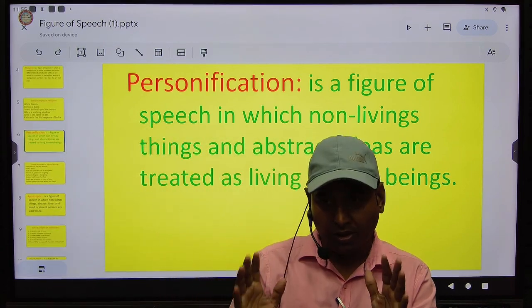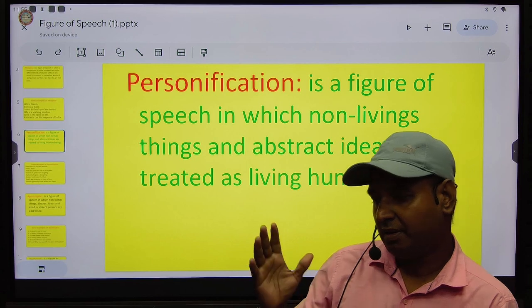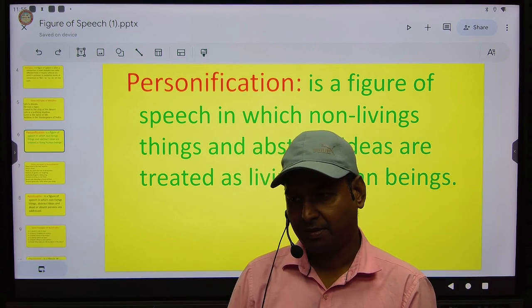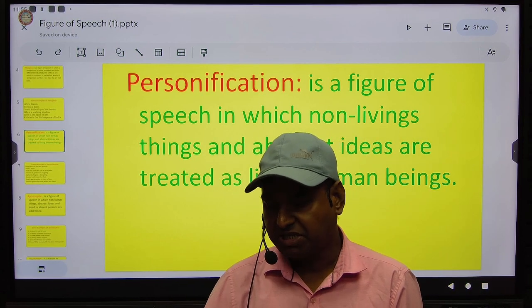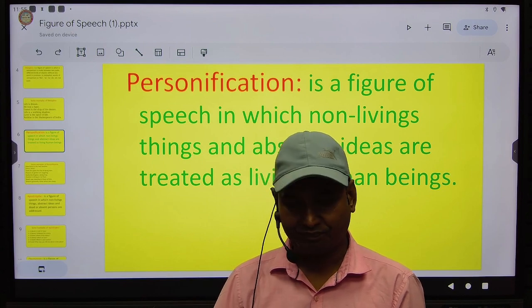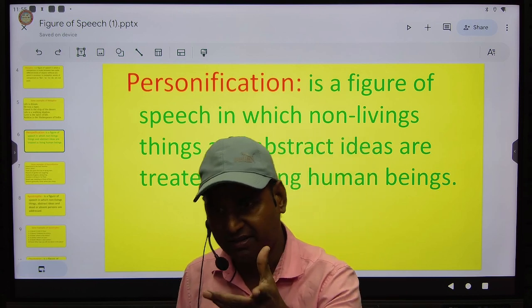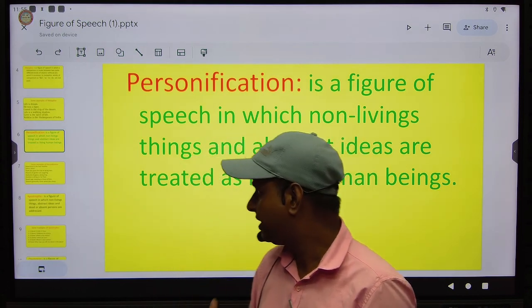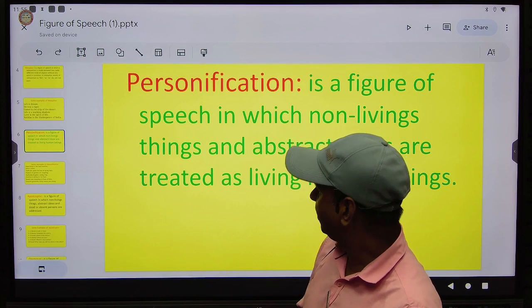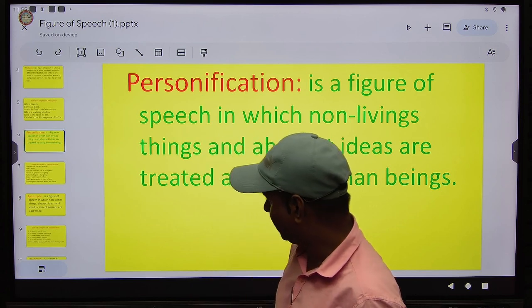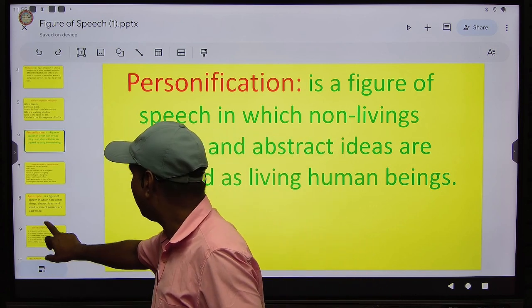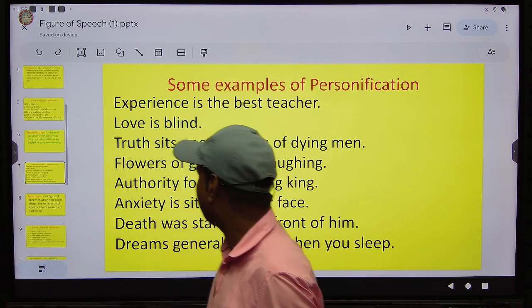So calling some non-living things, addressing them, treating them as living human being is the example. Personifying them, giving some personality, it is called personification. In Hindi it is called manvikaran. Let us see some examples of personification or manvikaran.